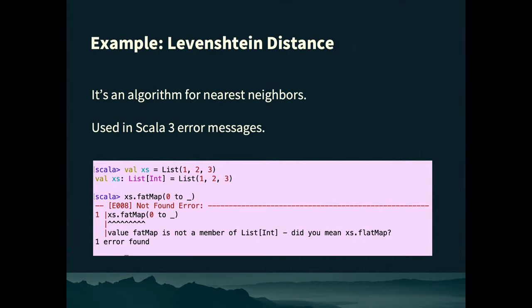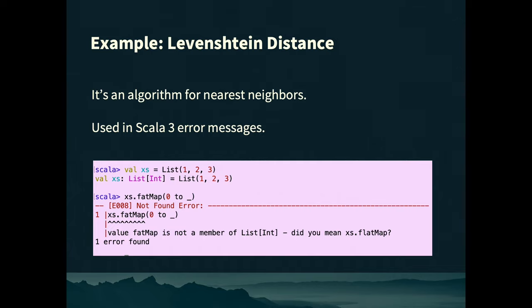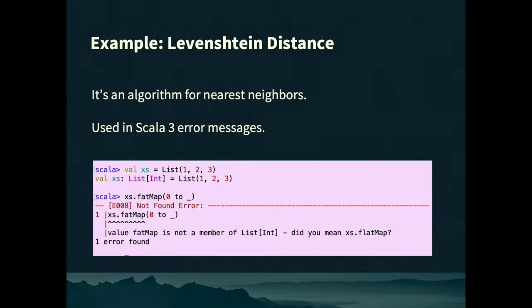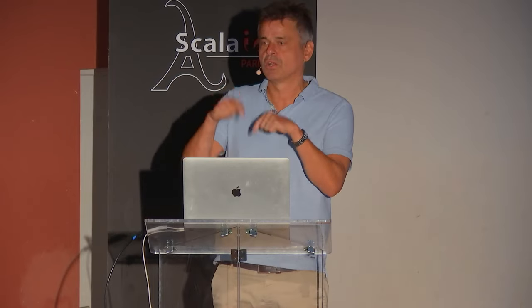The compiler has, for the error messages, an algorithm for nearest neighbors of strings, called the Levenshtein distance. So it's used in Scala error messages. For instance, if you write xs.fatmap, then the compiler would say that value is not a member of List[Int]. Did you mean xs.flatmap? What it did is essentially look at the members of the list class with the smallest distance of insertions, deletions or replacements to the name fatmap that was given. Okay, so there's an algorithm for that.